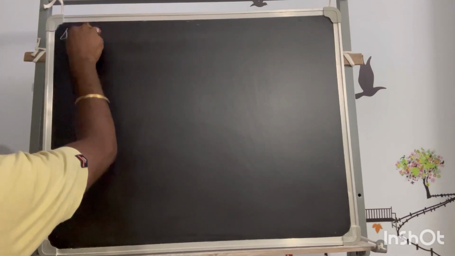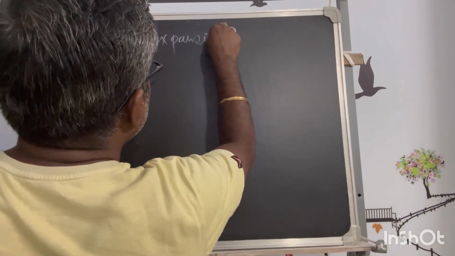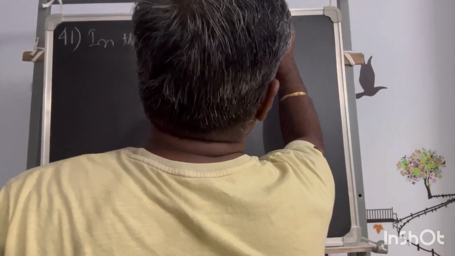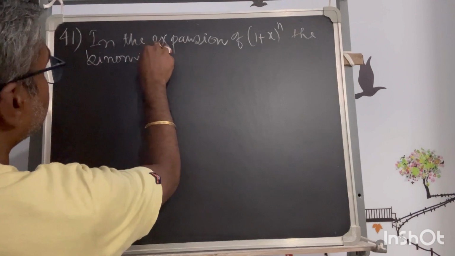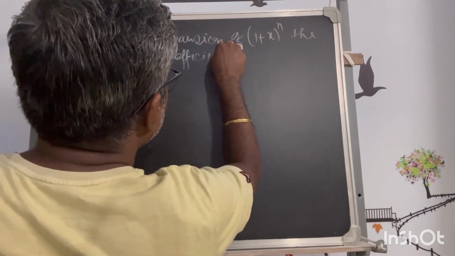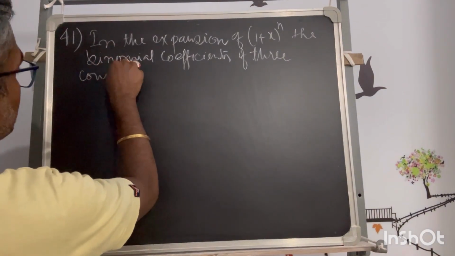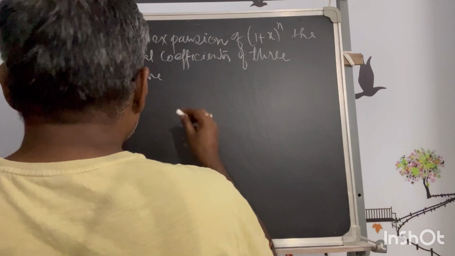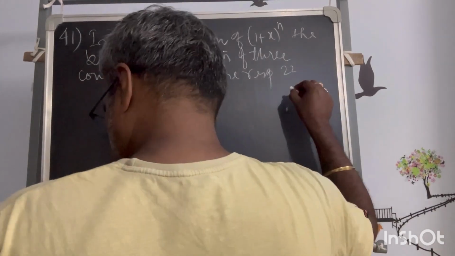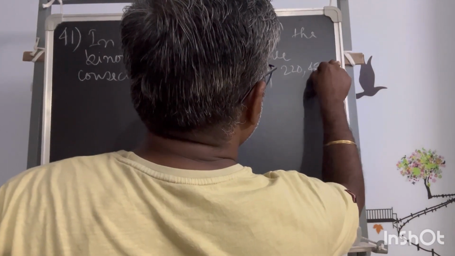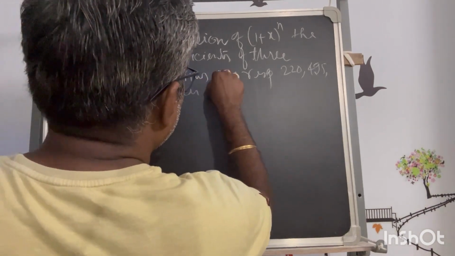This problem is number 41. In the expansion of (1 plus x) to the power n, the binomial coefficients of 3 consecutive terms are respectively 220, 495 and 792, then find n.